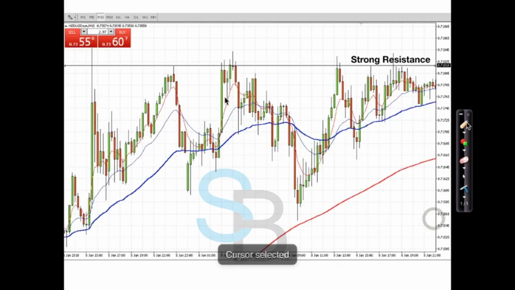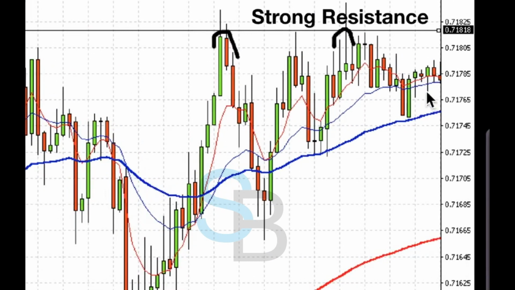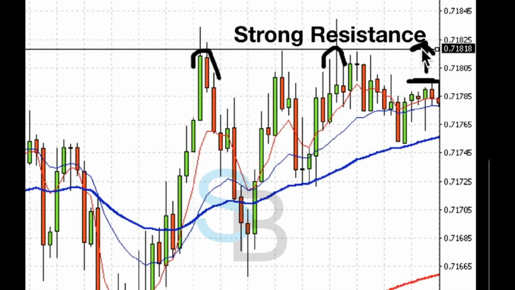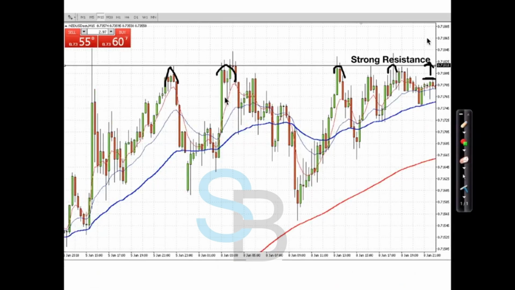Here's another example. So again, you can see a very strong resistance, resistance, resistance, okay? And again, a pin bar appears over there. And again, I would not want to go long over here, because again, it's likely to run into the resistance and not hit my profit target, right?